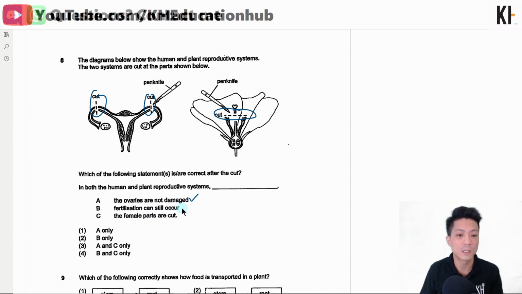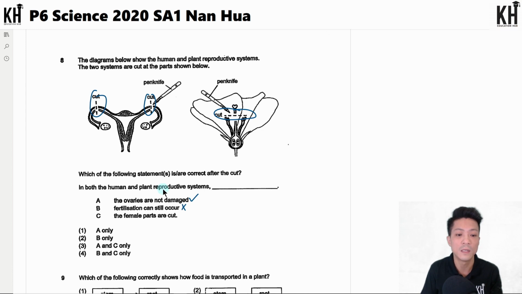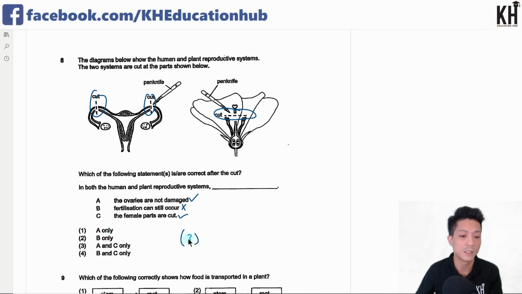Fertilization can still occur. Probably not. The female parts are cut. So this is the female reproductive part by itself, and for the flower, since the cut is on the style, on the stigma, right, on the style, then the female part is cut. So the answer should be number 3 and C.